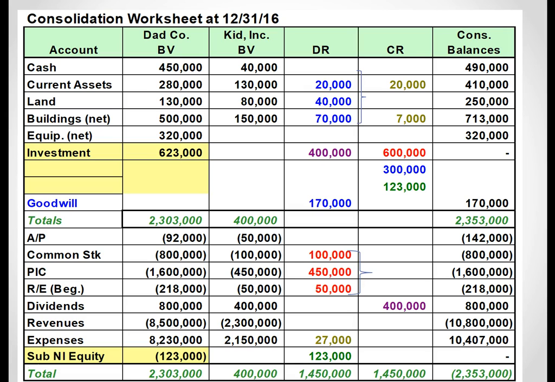And now we can add across. And now we have our consolidated totals. So you notice with this that the investment account has been zeroed out. The net income of the sub equity of 123 has been zeroed out. The dividends and the equity accounts of the sub have been zeroed out. And now we have our consolidated returns, and this is what would appear on the parent's books.